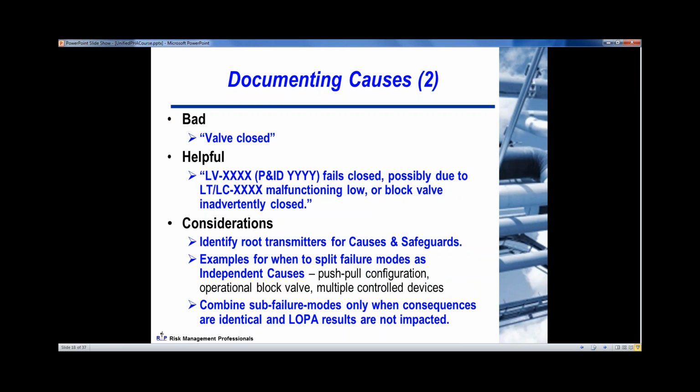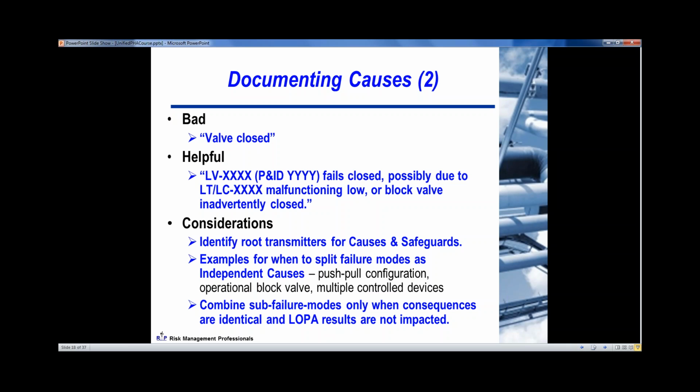Another bad scenario would be "valve closed." I see that a lot. Instead, identify what the valve tag number is and what its failure mode is. In this case, it's a fail closed valve, and some sub-failure modes: maybe somebody left it blocked in after maintenance, maybe you've got a problem with the transmitter or controller. All those things provide a foundation for helping you sort through common mode failures later.